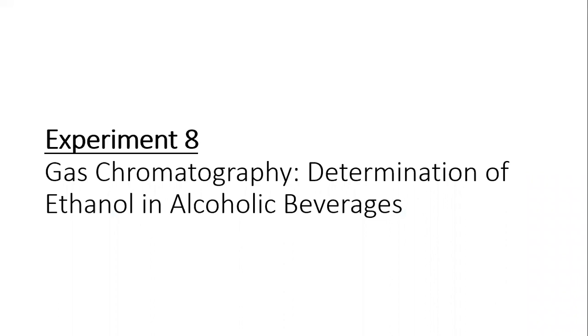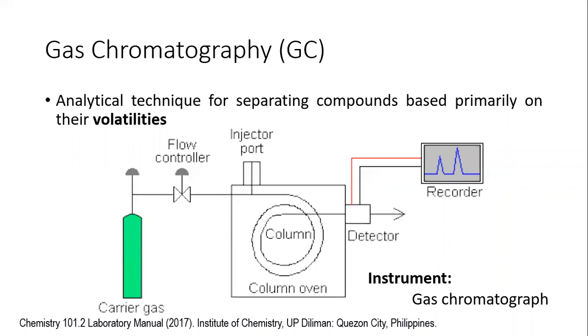So for experiment 8, we will be using gas chromatography to determine the concentration of ethanol in alcoholic beverages. Gas chromatography is similar to distillation in such a way that the separation of compounds is based on the differences of the components' volatilities. The instrument for gas chromatography is what we call a gas chromatograph.